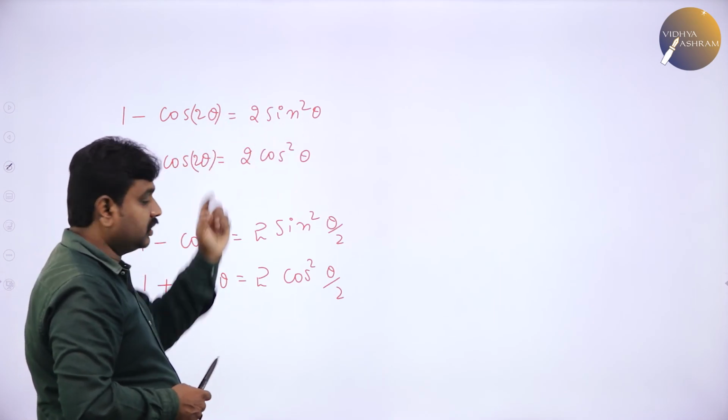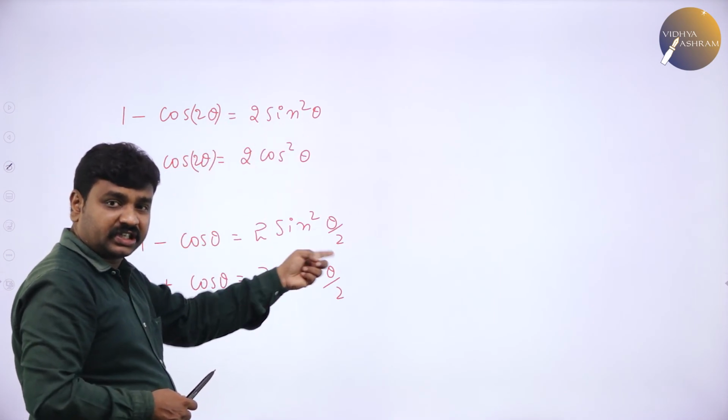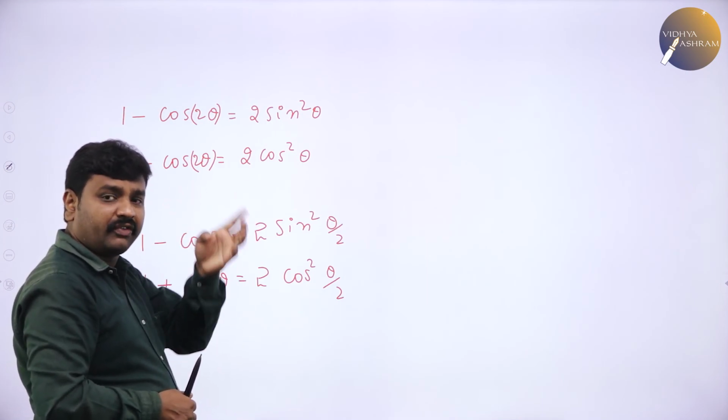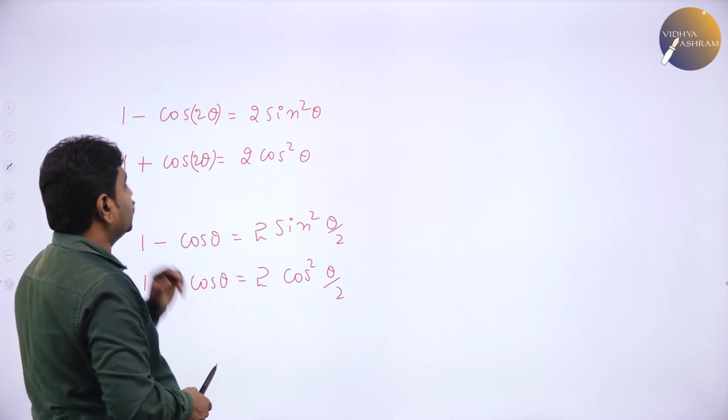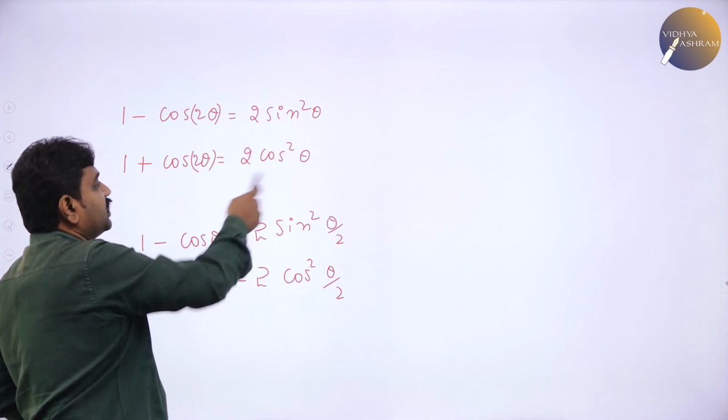Half of 2 is 1 theta. If you have theta, it will become half of theta, theta by 2. If you have 4 theta, it will become 2 theta. If you have 8 theta, it will become 4 theta. So like that. Minus gives sin square, plus gives cos square.